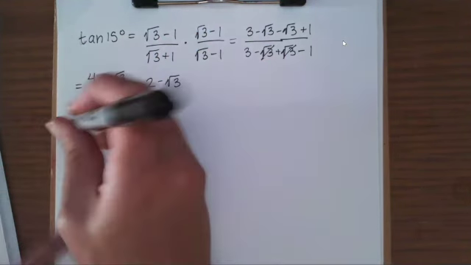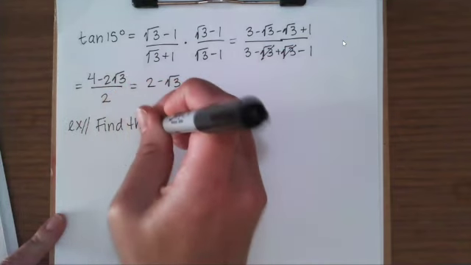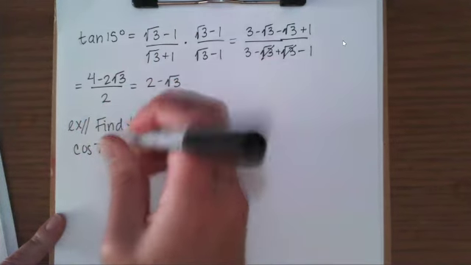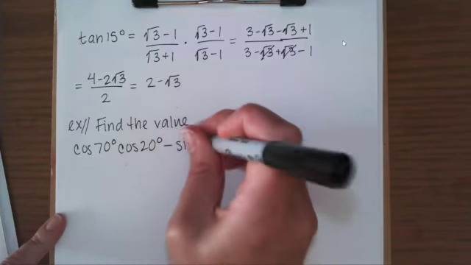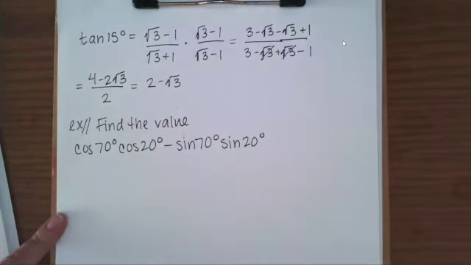The next problem here, let's find the value of cosine of 70 times cosine of 20 minus sine of 70 times sine of 20. So we can actually use these formulas in both directions. What we've done in the past few problems is we've had sine or cosine or tangent of an angle and we've split it up, using the sum and difference formulas, but we can use this in reverse.